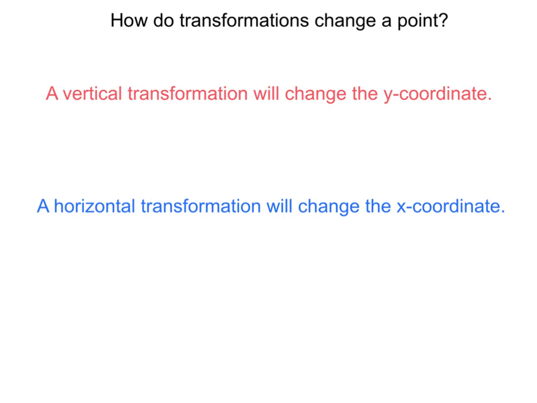So how do transformations change a point? Really what is important to remember is a vertical transformation will change the y coordinate. It's going to do something to the y coordinate. It will not touch the x coordinate. No vertical transformation will ever change the x coordinate, but it will change the y coordinate.